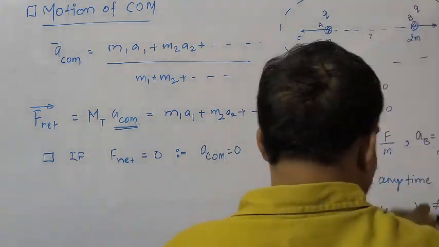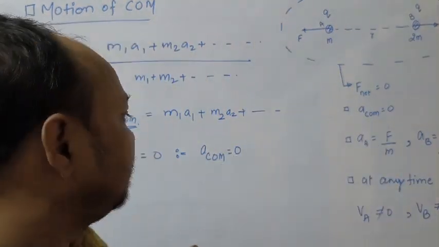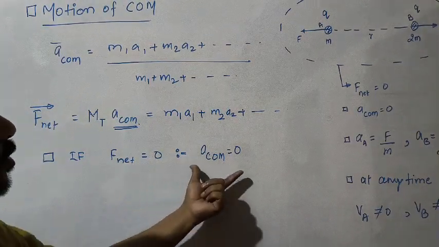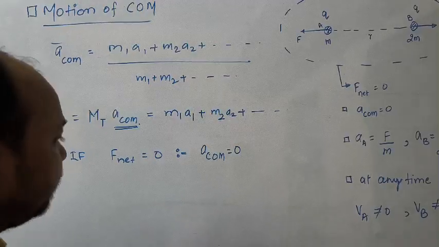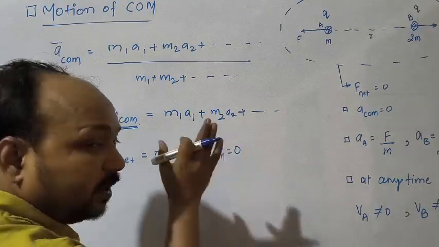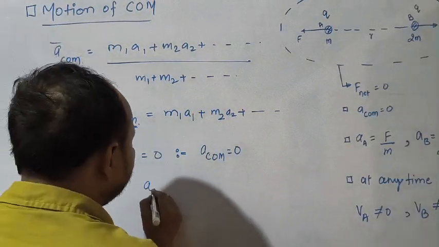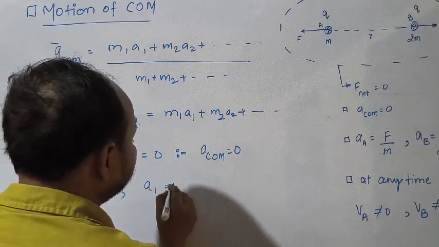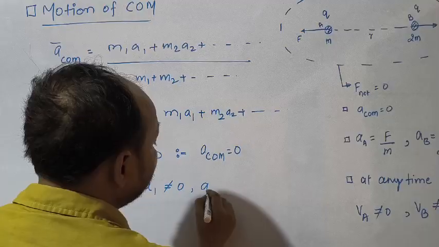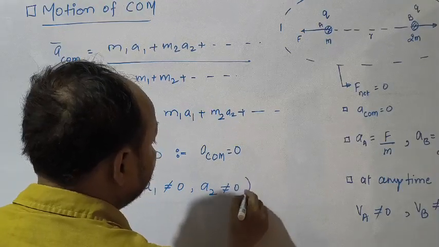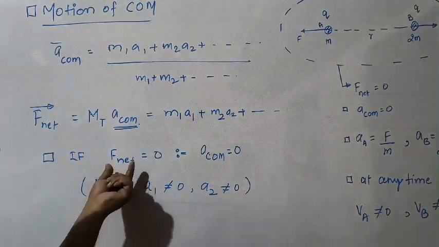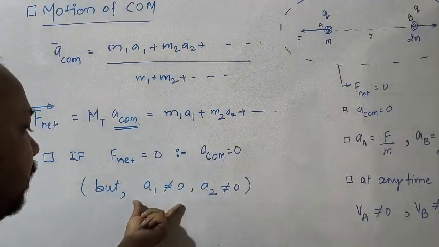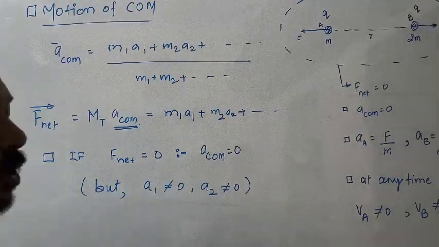From this illustration, what I can conclude is that if the net force on the system is 0, the acceleration of the center of mass will absolutely be 0, but the individual accelerations will not be equal to 0. It is not a necessary condition. If this is equal to 0, it doesn't imply that this will be equal to 0 for sure.